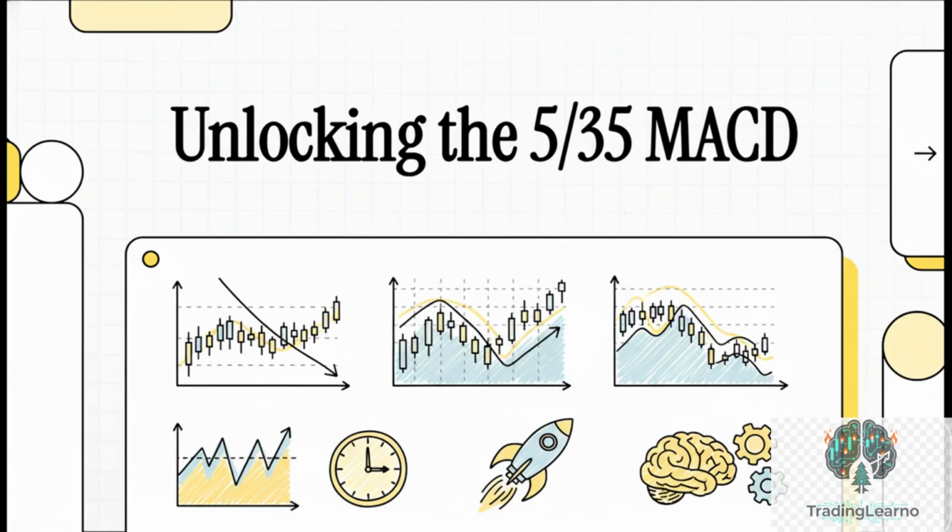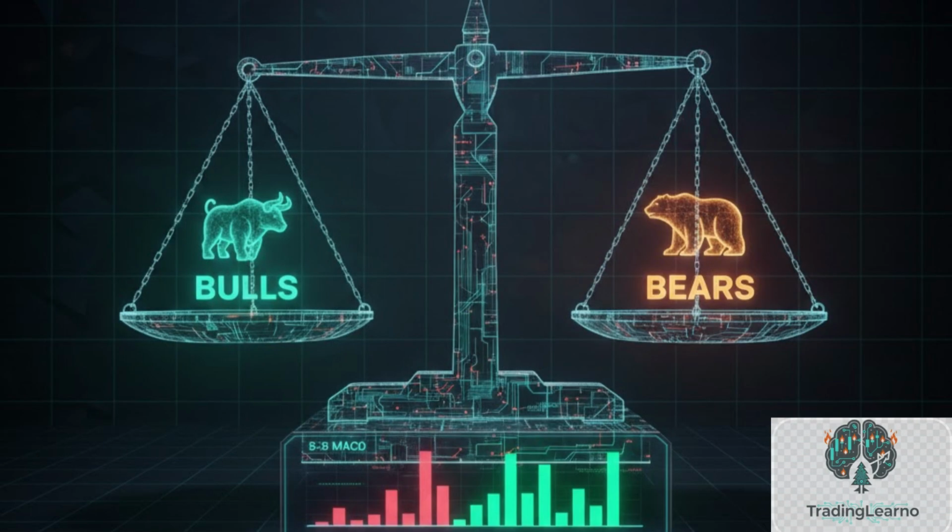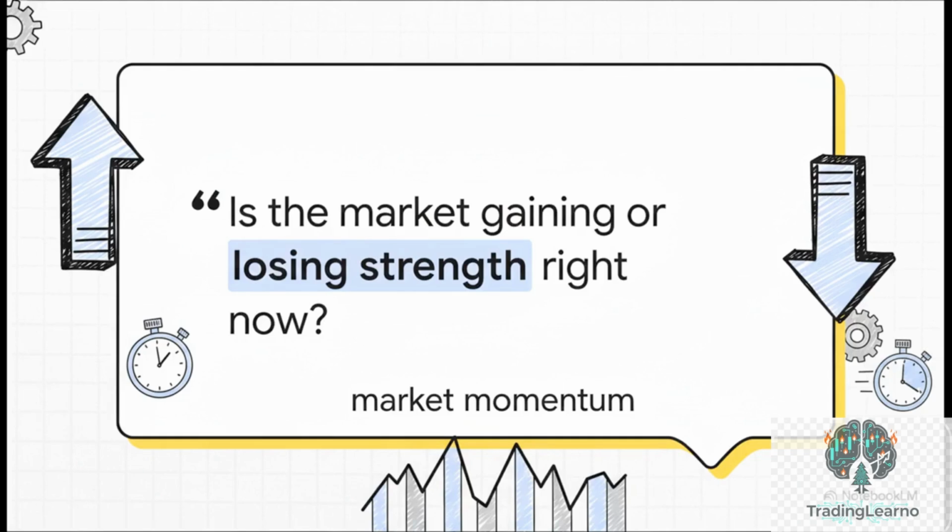At the end of the day, everything boils down to this one question. Is the market gaining strength, or is it losing it right now? And this is the exact question the 535 MACD is built to answer. It's designed to just cut through all the noise and give you a really clear visual read on the market's underlying power.